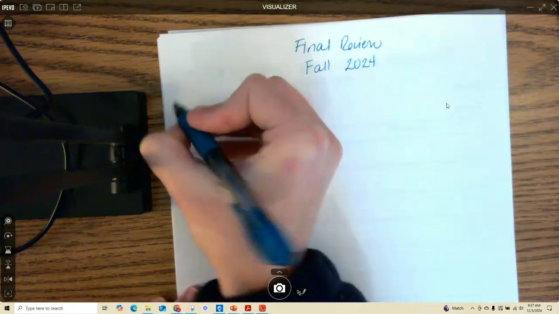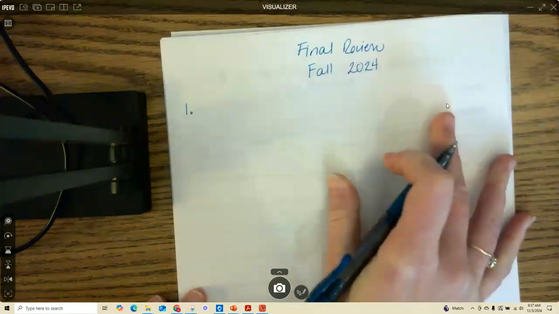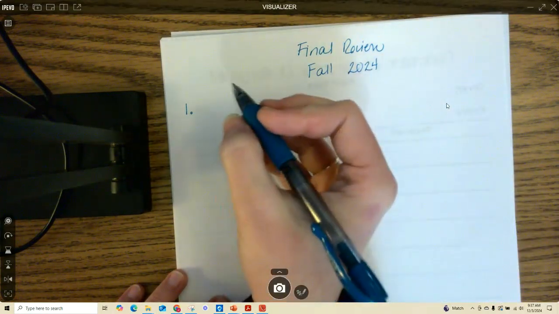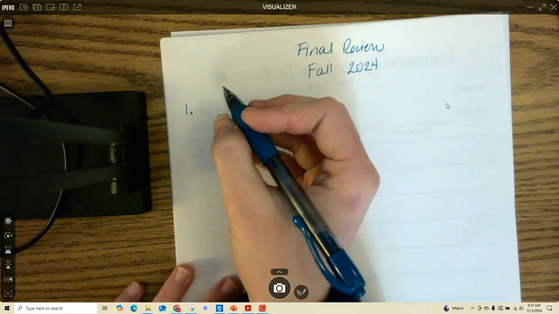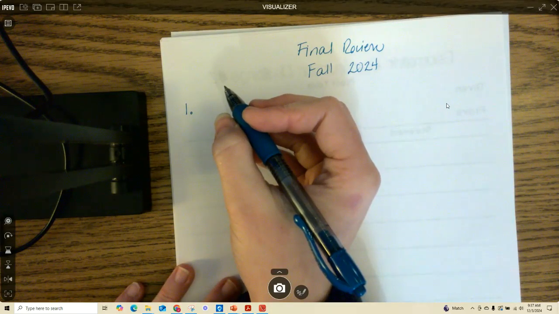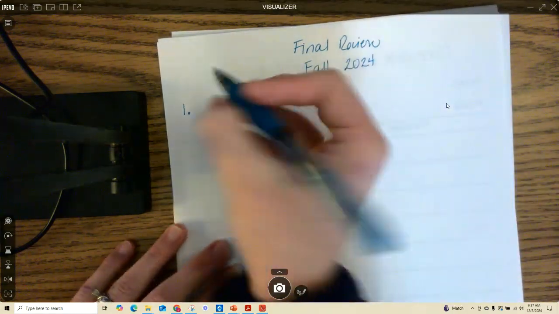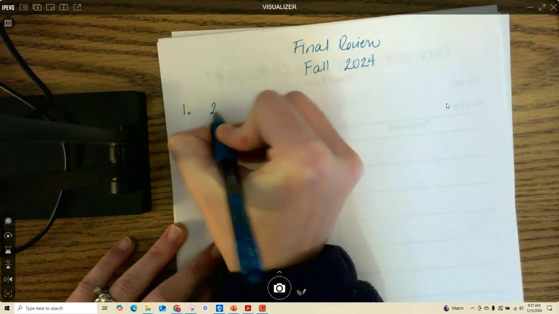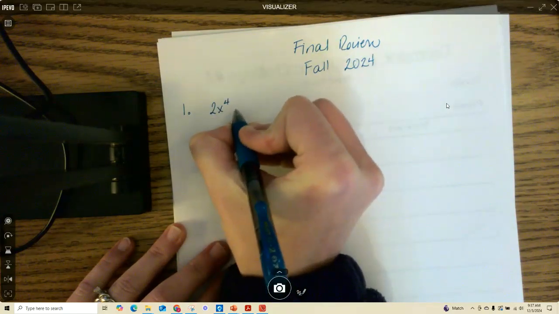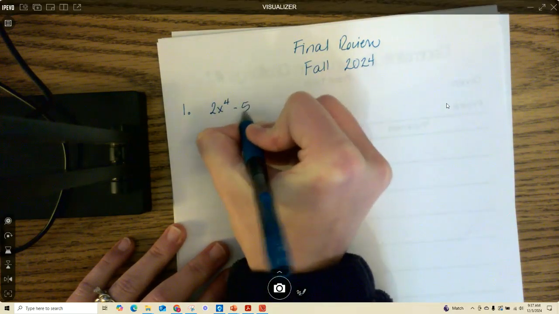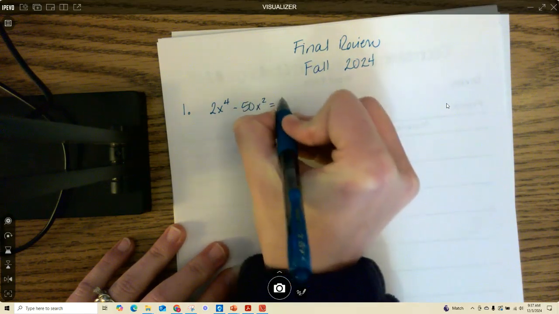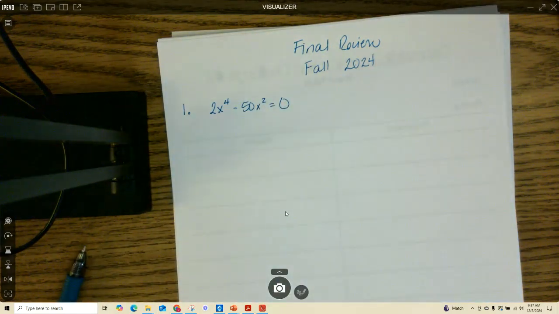Here we go. Number one, what do we got? Use factoring to solve the polynomial equation. Check by substitution or by using a graphing utility and identifying x-intercepts. Okay, so we're going to solve the polynomial. What's the polynomial? 2x to the fourth power minus 50x squared equals 0. Okay, so let's Desmos this and look at it.